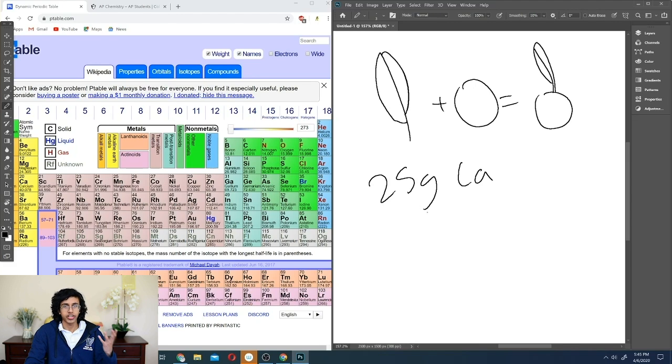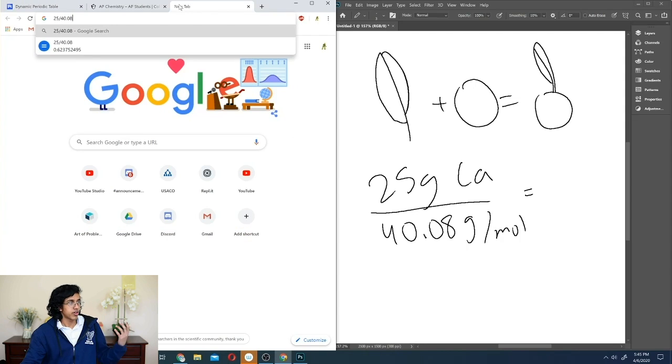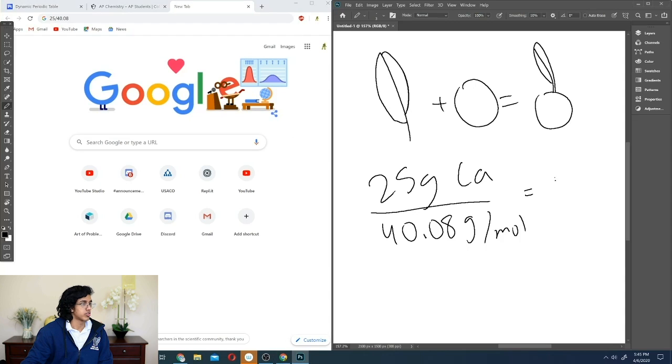Then if we want to find out how many moles we have, we have to do over 40.08 grams per mole. You know why? Because if we cancel out the units, moles gets into the numerator, and we want moles. So this makes so much sense. And 25 over 40.08 gives us 0.624 moles.